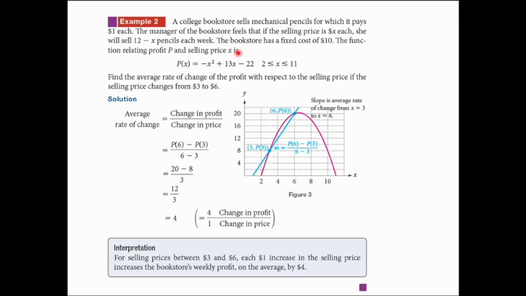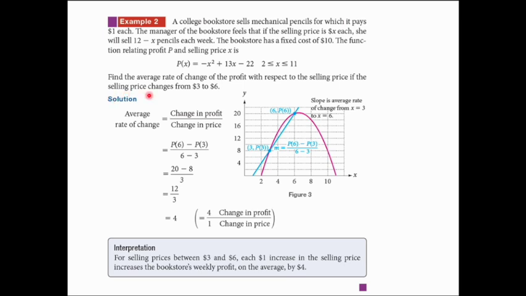Since the selling price is x, the way that I would read this is I would plug in the selling price and it would give me the profit that I would make at that price. And we want to limit the domain because we're only talking about doing this over the interval from 2 to 11. So we want the prices to stay between 2 and 11, or equal to 2 and 11. It says find the average rate of change of the profit with respect to the selling price.